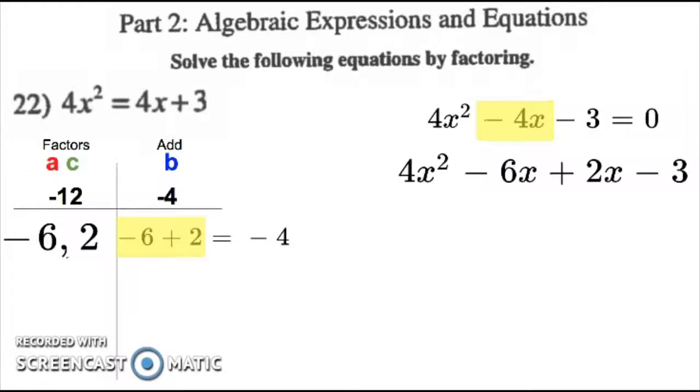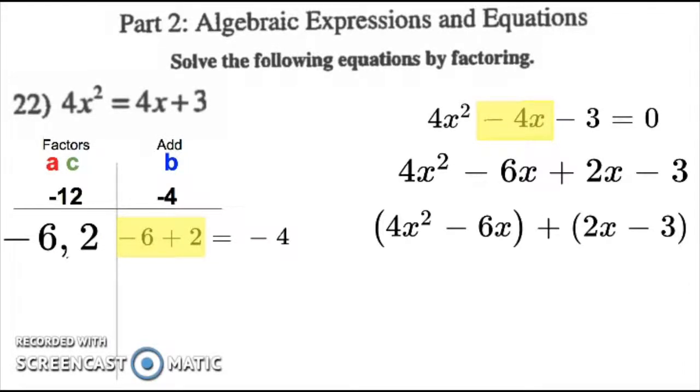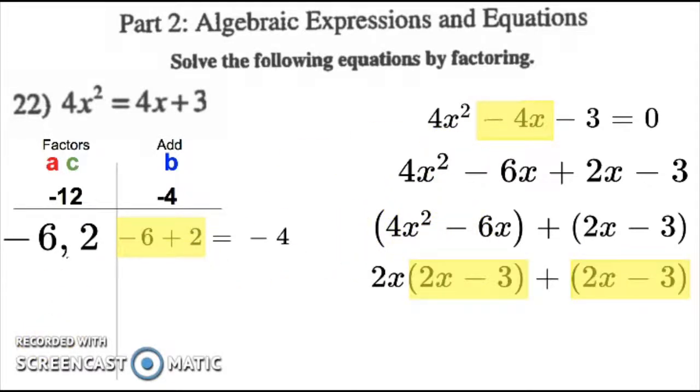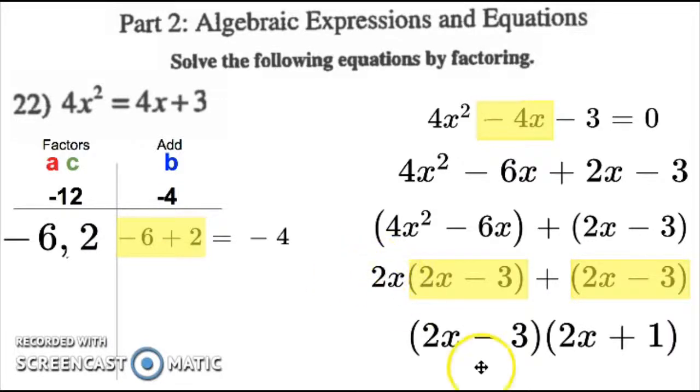So then I put parentheses around the first two and second two terms. Take out the GCF of these two, and I'll have 2x. The GCF of these two is just 1, but notice how these are the same. When we factor by grouping, it should be. So then I take out that GCF of 2x minus 3, and that is multiplied to 2x plus 1. When I take out 2x minus 3 from here, I have 2x. Take out 2x minus 3 from here, I'm left with 1.